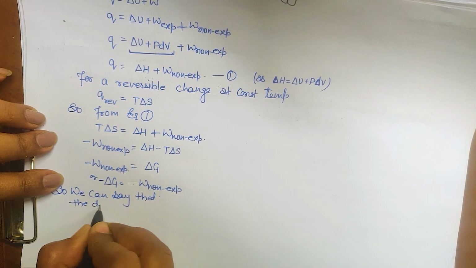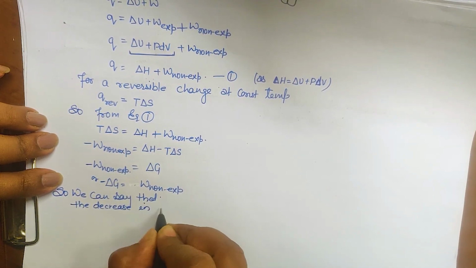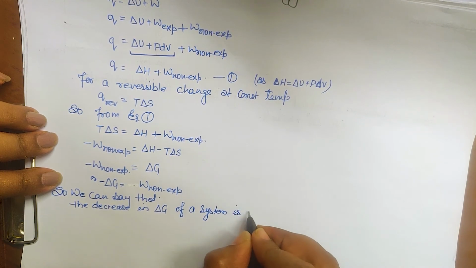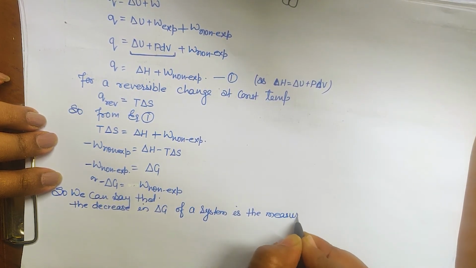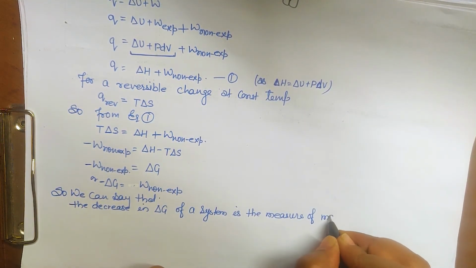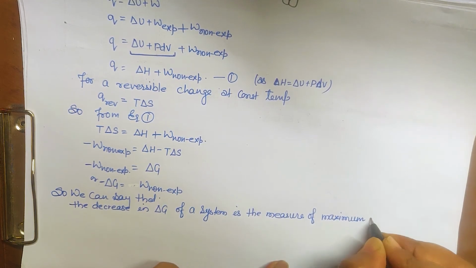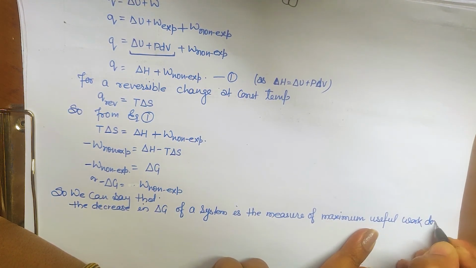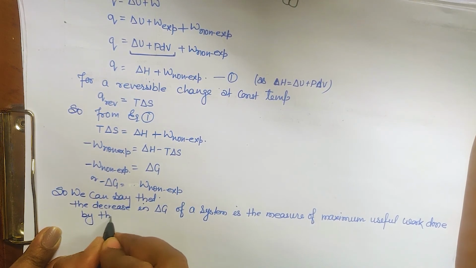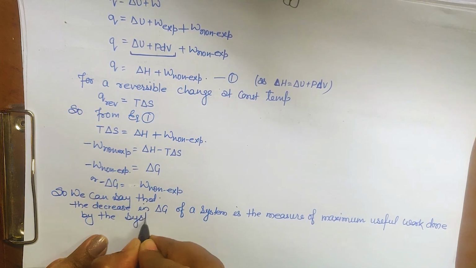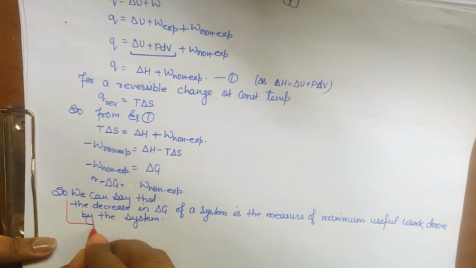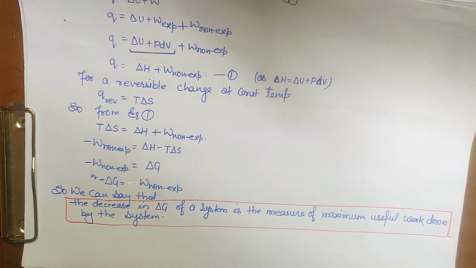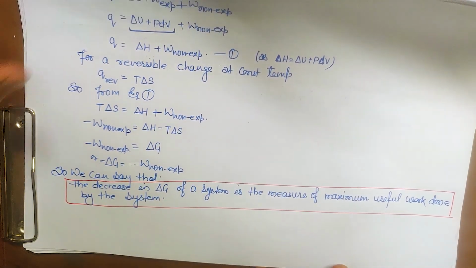So according to this we can say that the decrease in delta G of a system is the measure of maximum work done, maximum useful work done. You write it or not, don't worry, the word useful is not always needed. Maximum useful work done by the system. Understood? So this is by the system. That is why we proved that if we take out the maximum work done, that will lead to decrease in Gibbs free energy. Got it? And due to this the reaction will be spontaneous.